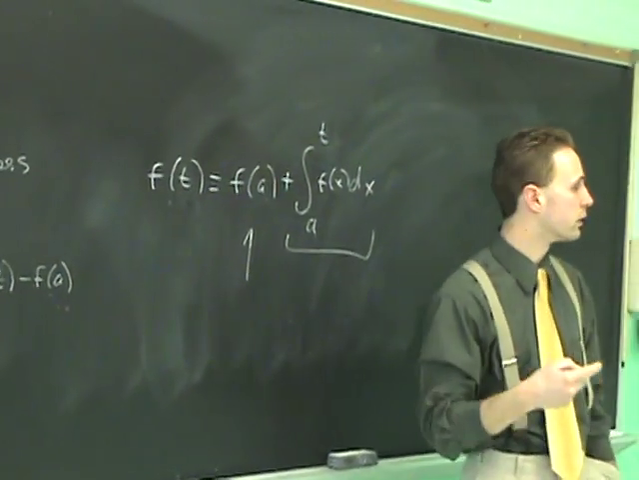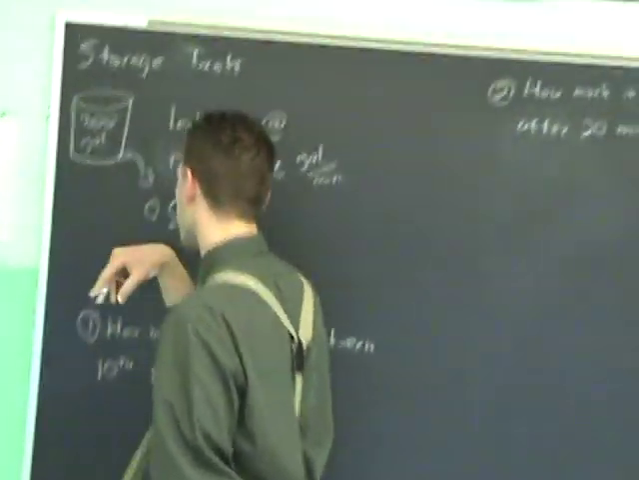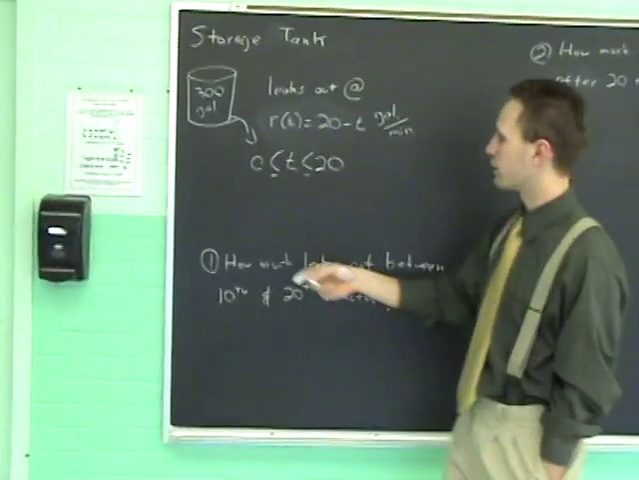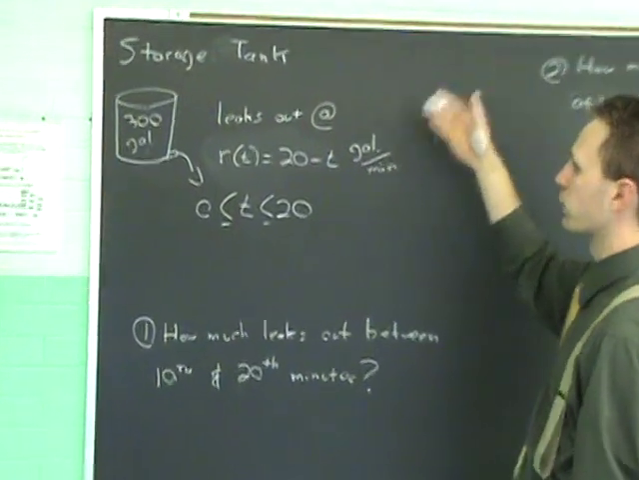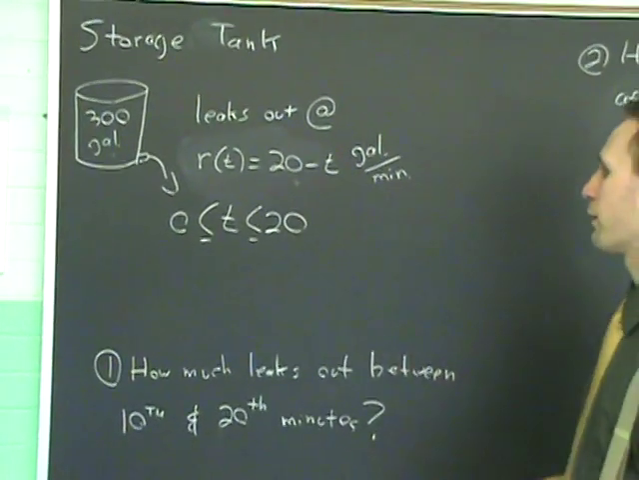We're going to use this in this example over here. I got a word problem. Little thing I whipped up: a storage tank. You have a tank that holds 300 gallons of water, and it's leaking out at the variable rate 20 minus t gallons per minute.